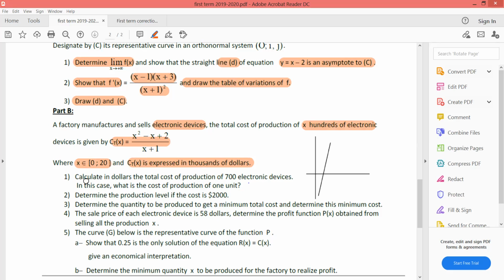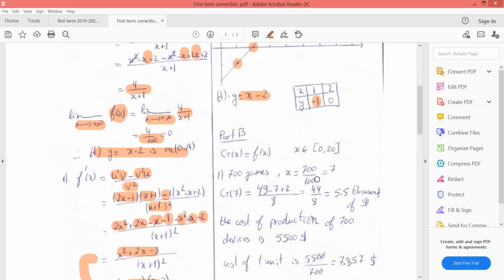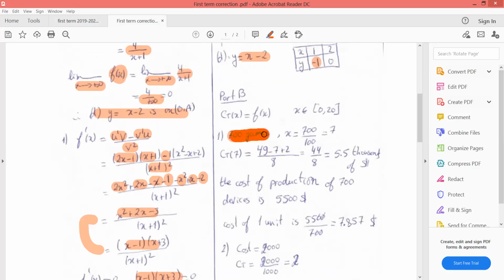Part 1. Calculate in dollars the total cost of production of 700 electronic devices. To calculate the total cost for production of 700 devices, 700 over 100 gives 7, and we put it in place of x. So for 700 electronic devices, x equals 7. CT of 7, we replace x by 7. We get 5.5 thousands of dollars. The cost of production of 700 devices is $5,500.